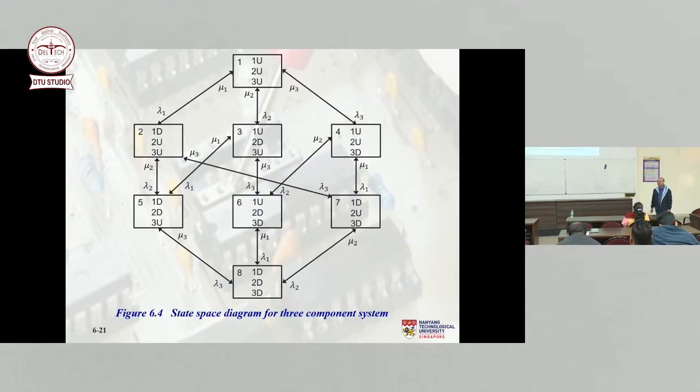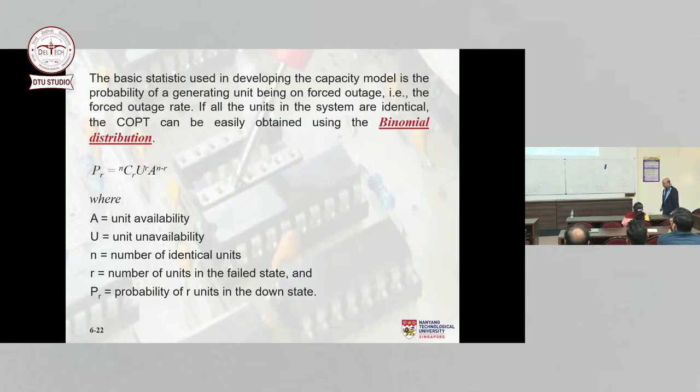So all these rates can be included in this 8-state Markov model. This is an 8-state 3-component Markov model of the system. And you can see all these transitions here. This is all the 3 are available. This is all the 3 are unavailable. So the basic statistic that we will be using is the generator forced outage rate. I already told you what is forced outage rate. It is also known as the generating unit unavailability. Okay. So we are going to start with a simpler case using the binomial distribution.